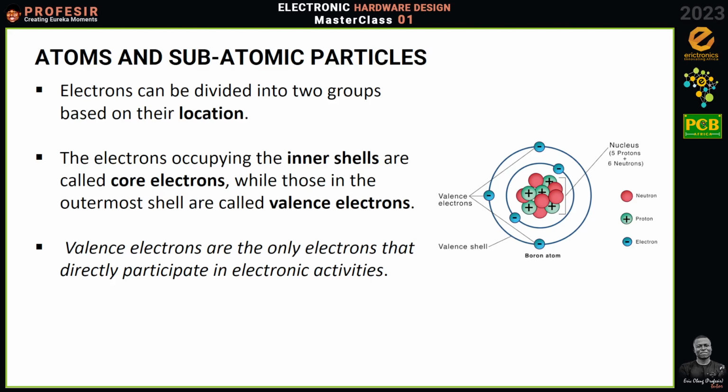Now, there are applications that involve the core shells, something like X-ray applications. For X-ray, an electron in the innermost shell has to be released. But for the business of electronics, always stay on the outermost shell, which is the valence shell. This is very, very important, and I need you to understand it. The reason we will see soon.